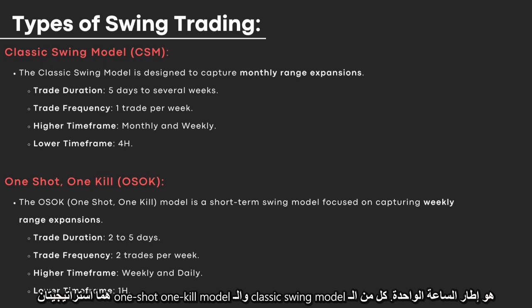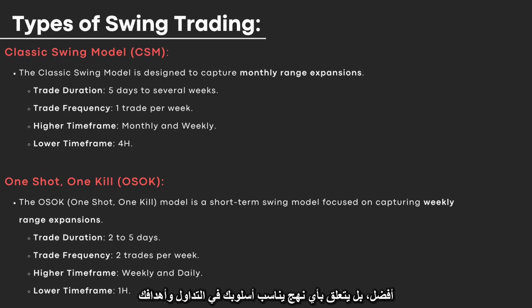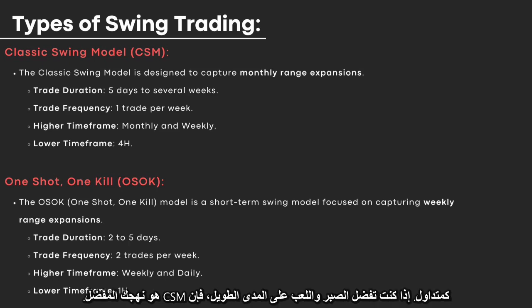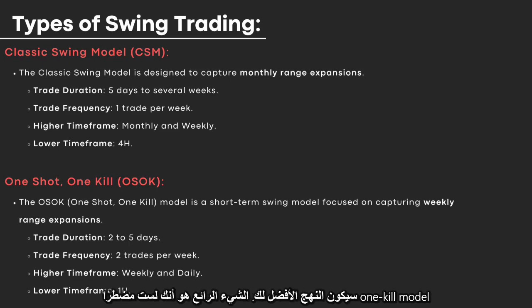Both the classic swing model and the one shot one kill model are solid approaches to swing trading. And you need to remember that it's not about which one's better, it's about which approach fits your trading style and your goals as a trader. If you're all about patience in the long game, then CSM is your go-to approach. But if you want quicker trades with more frequent opportunities, like most of us, then the one shot one kill model is going to be the best approach for you.